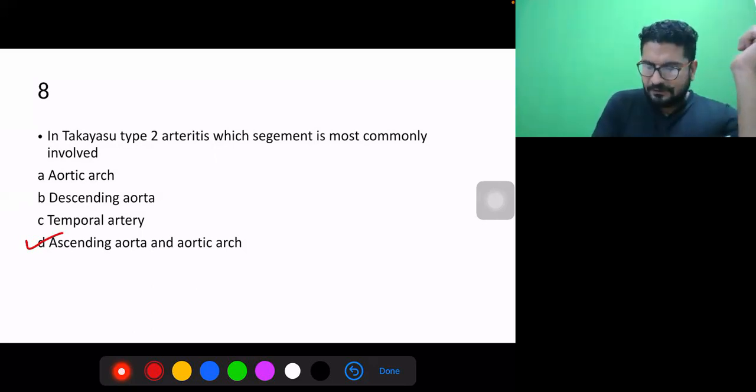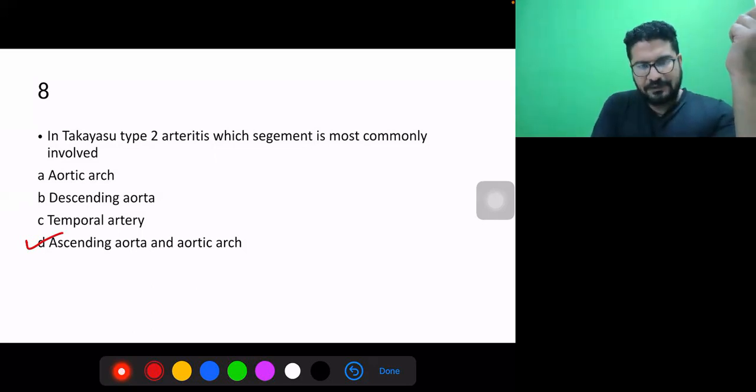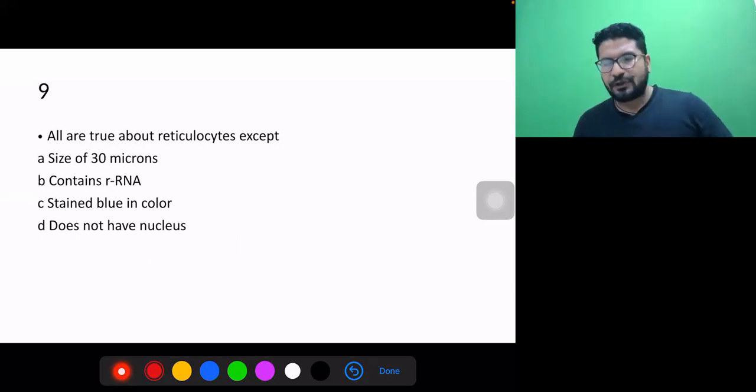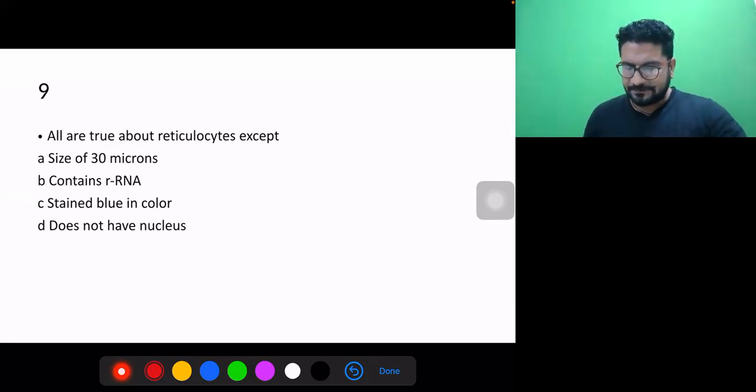All are true about reticulocytes except. For reticulocytes, we use special stains like brilliant cresyl blue or new methylene blue. They contain RNA, that is true. They are stained blue in color. They don't have a nucleus, that is also true. What is not true is the size of 30 microns. Remember, the size of reticulocytes varies from 8 to 12 microns. It is not 30 microns. The answer for this question will be size of 30 microns.